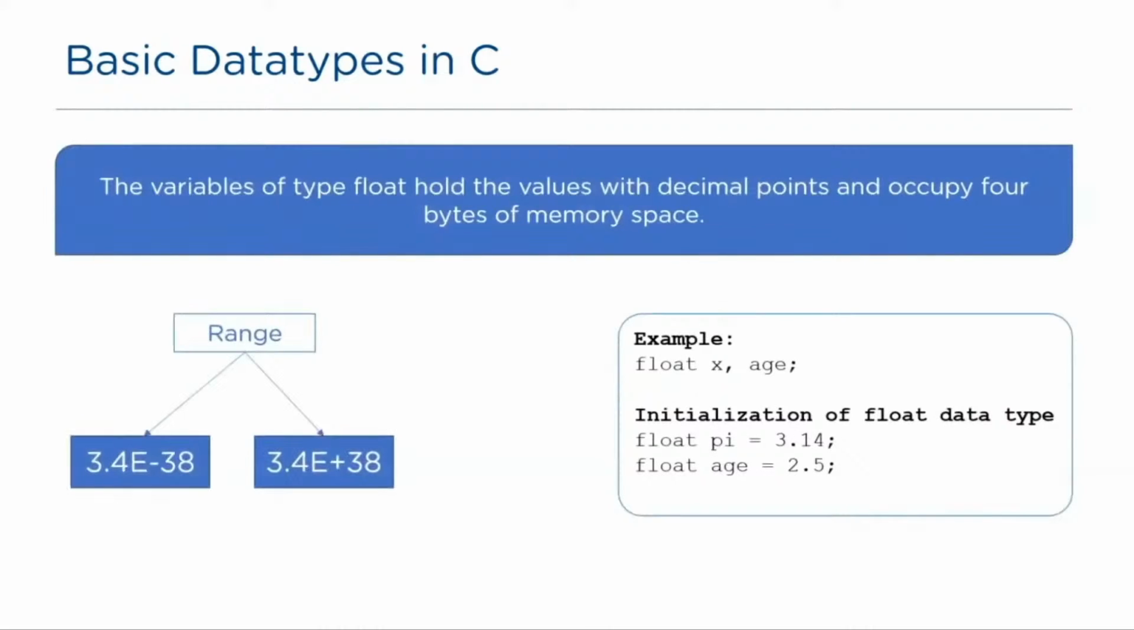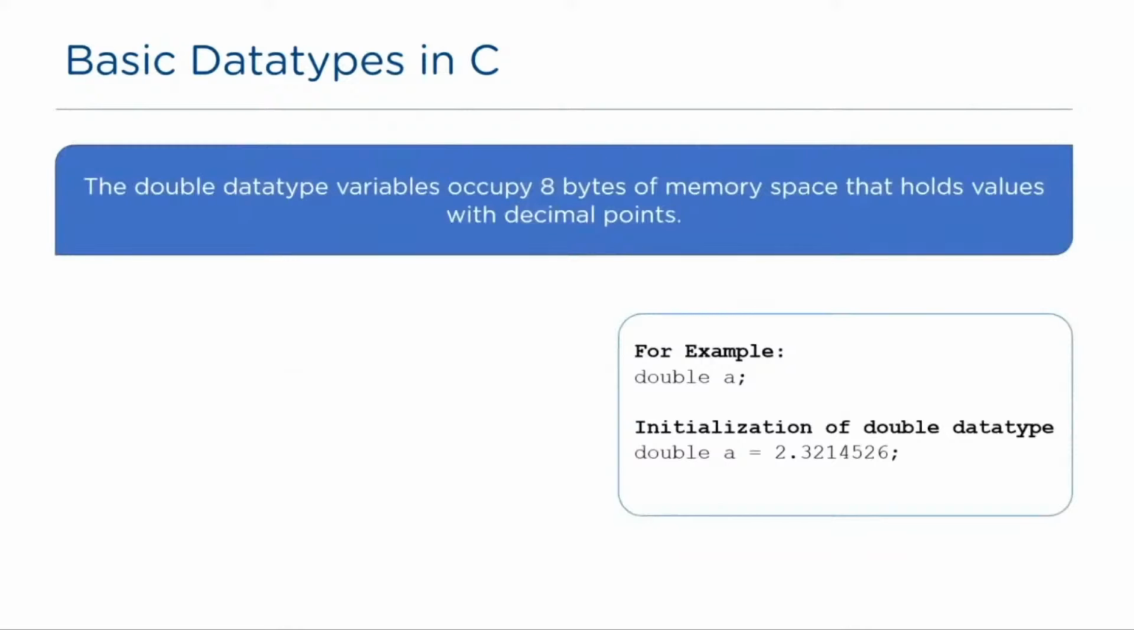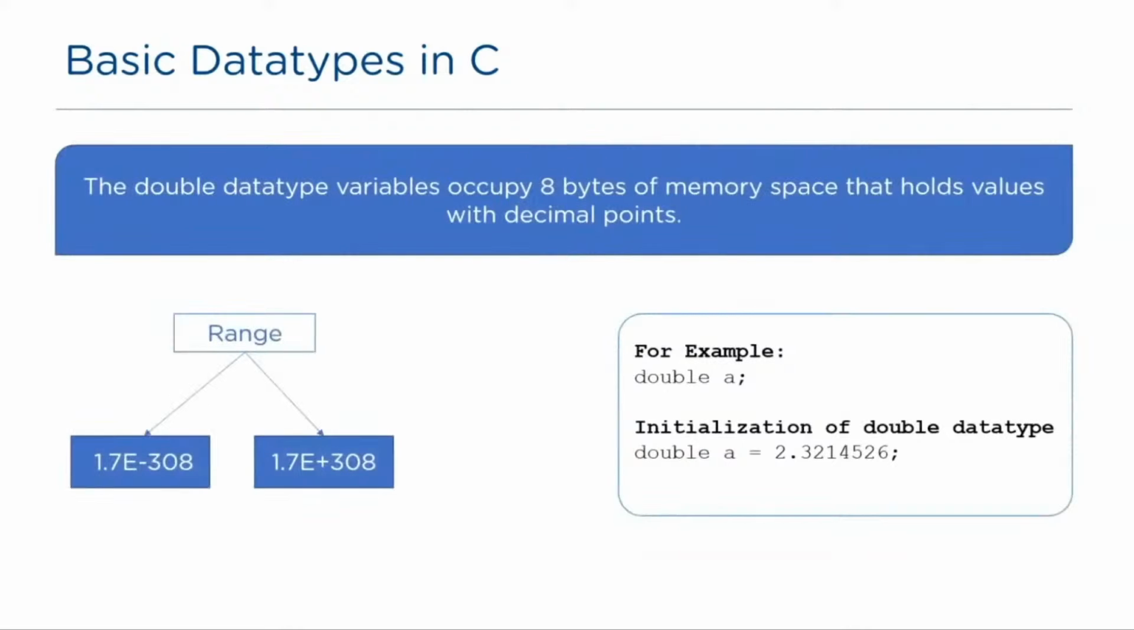The float data type variables occupy 4 bytes of memory space that holds the value with decimal points, that is up to 6 decimal places. For example, pi and age are the variables of type float. They range from 3.4 into 10 to the power of -38 to +38. The variables of type double hold values with decimal points and occupy 8 bytes of memory space. In this example, a is the variable of type double ranging from 1.7 into 10 to the power of -308 to +308.